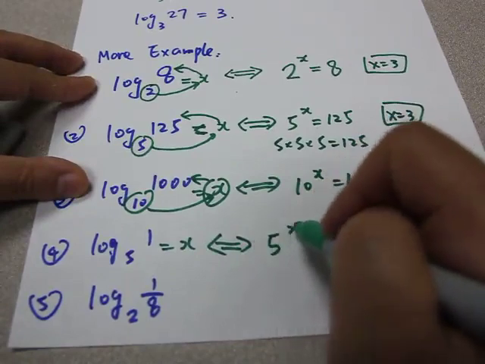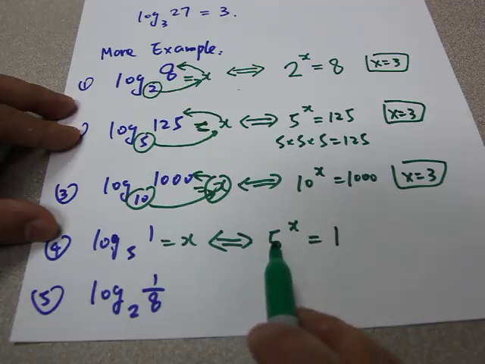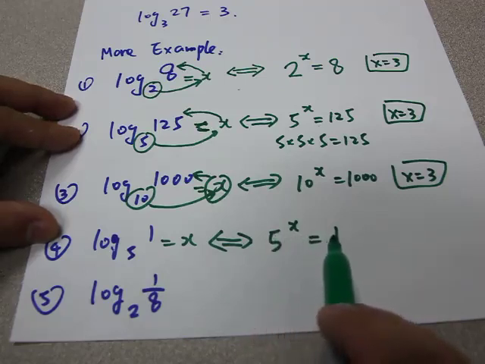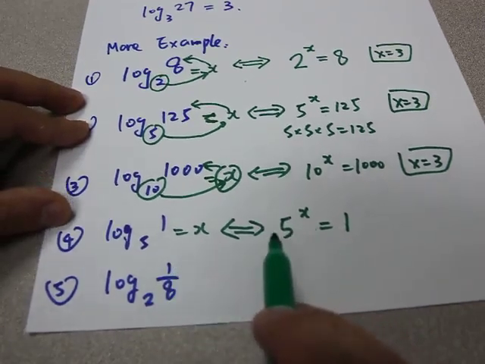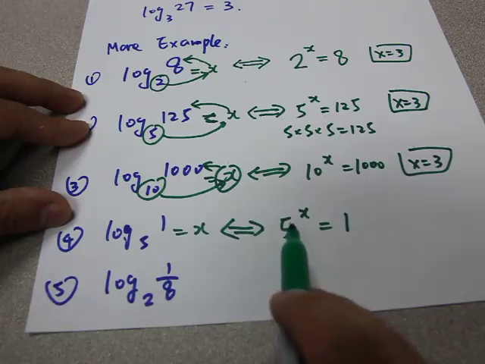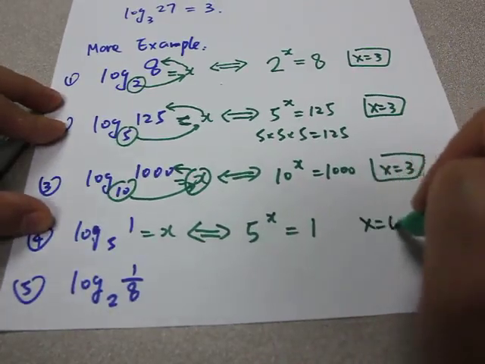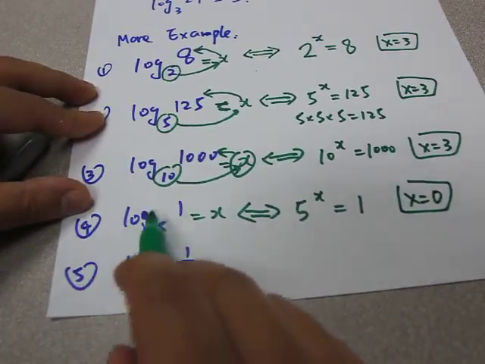Now let's think about which number 5 raised to equals 1. Since every number except 0 raised to the power of 0 will be 1, x equals 0. So this logarithm log 5 of 1 is 0.